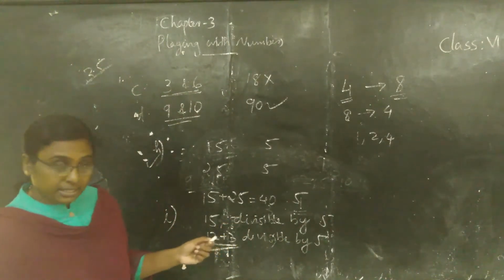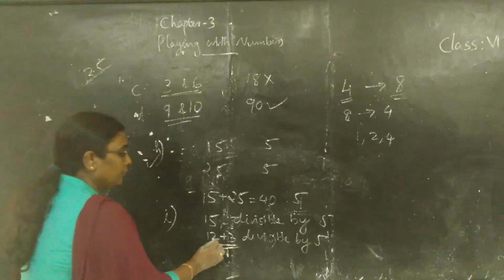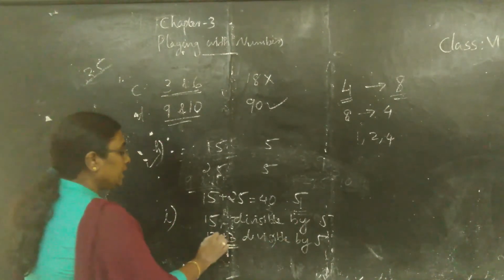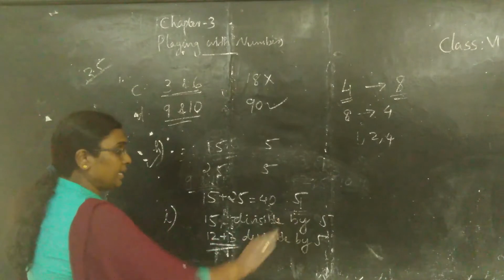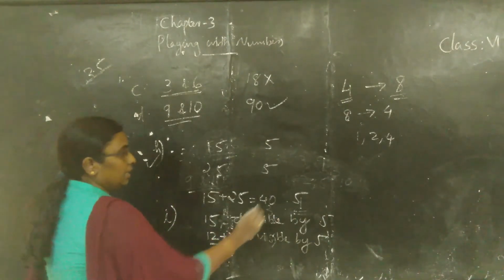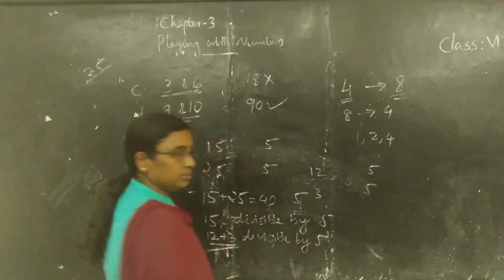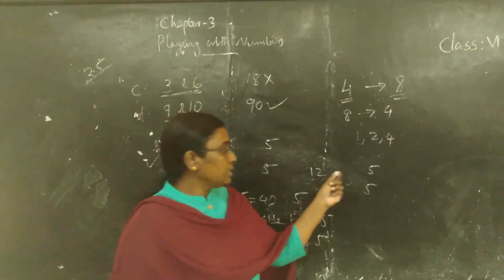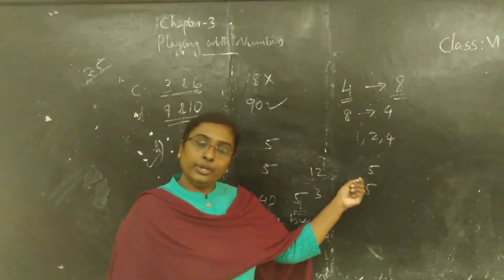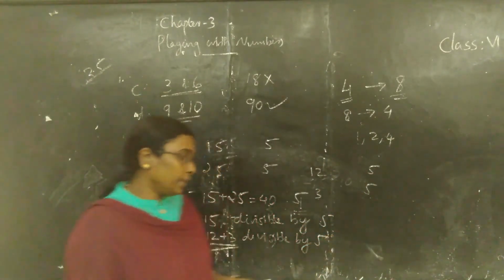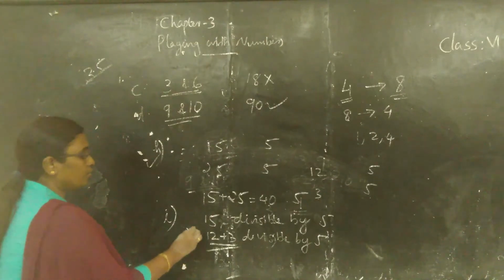In the last statement: if the sum is divisible by a number, then the numbers are separately divisible by that number. That is, 12 divisible by 5 and 3 divisible by 5. Is it true? Is 12 divisible by 5? No, 12 is not divisible by 5. 3 is not divisible by 5. So this statement is false.